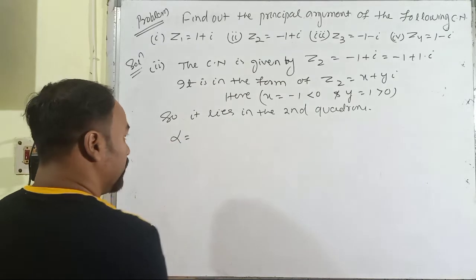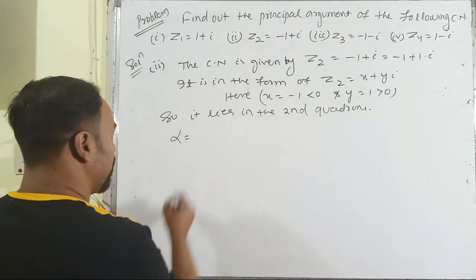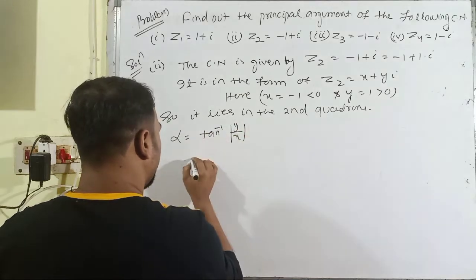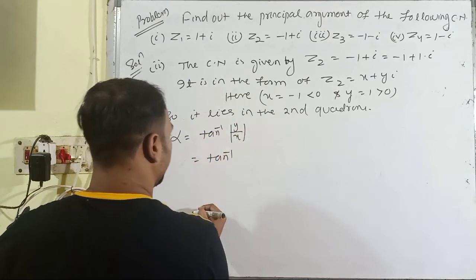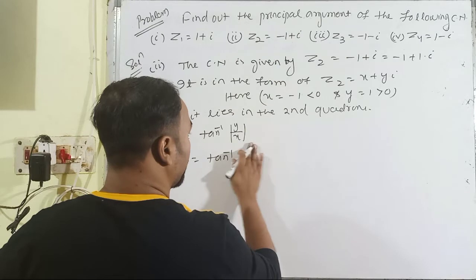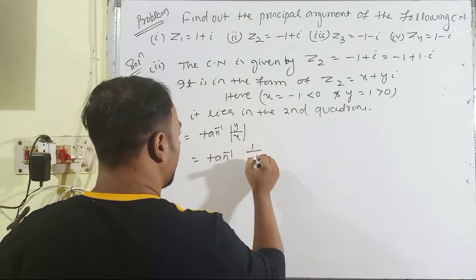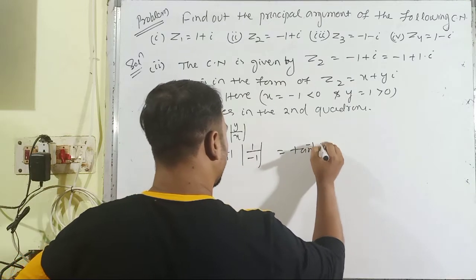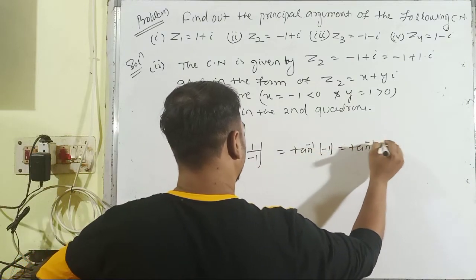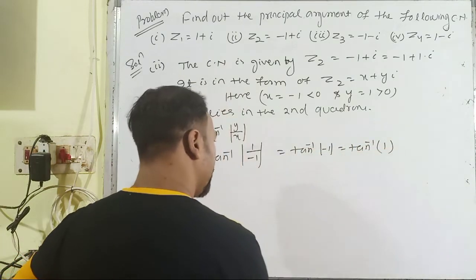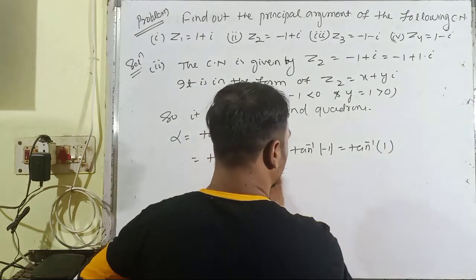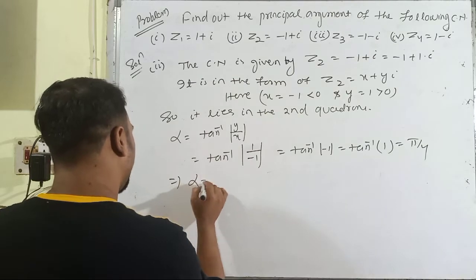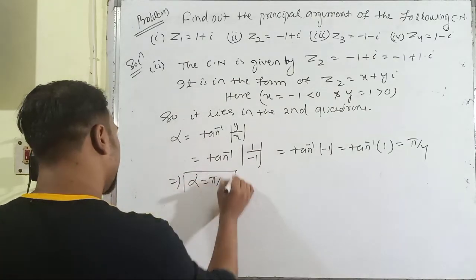Alpha is equal to, again we have to determine the value of alpha, tan inverse modulus of y upon x. That means tan inverse, it is plus 1, the value of y, then minus 1, tan inverse modulus of minus 1, that means tan inverse 1. Again the value of tan inverse 1, we know that it is pi by 4. That implies the value of alpha is equal to pi by 4.